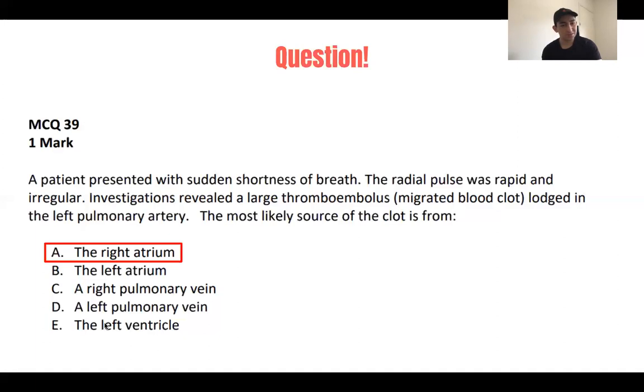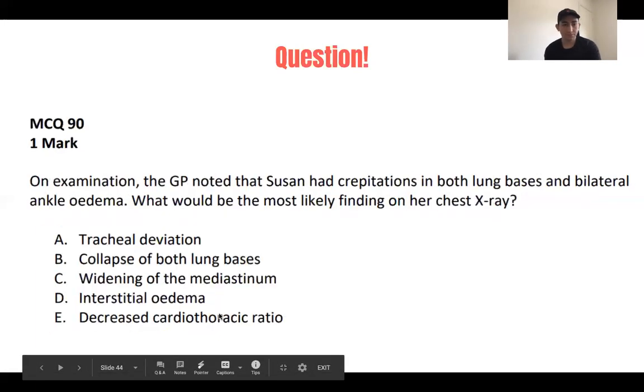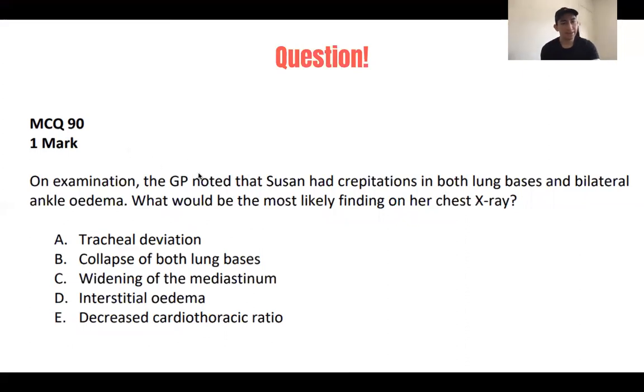Okay. Some put down left pulmonary vein. Unlikely, because it's very unlikely that a thromboembolus would be formed inside the vein. Yep. On examination, the GP noted that Susan had creps in both lung bases and bilateral ankle edema. What's the most likely finding on her chest X-ray?